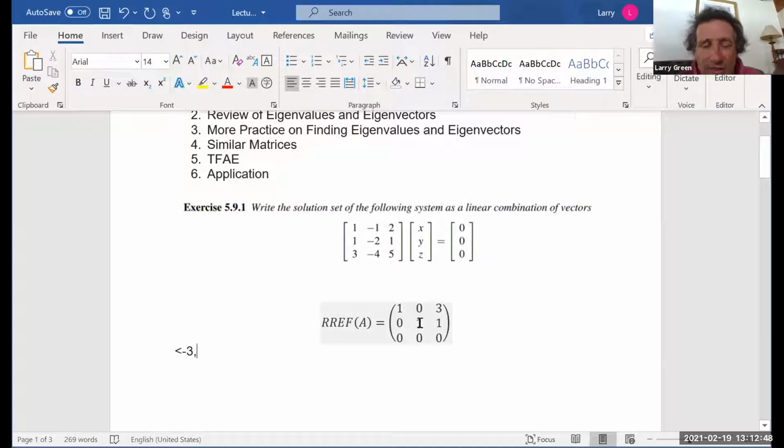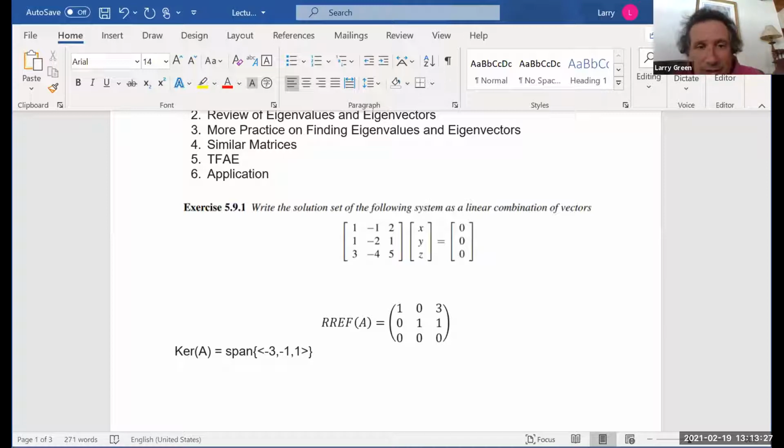Okay, the second row says y plus z equals 0. So that means y is -z. If z is 1, y is -1. And the third is 1 because we let z be 1. That was our free variable. Any questions so far? Okay, so let me just write down the kernel of A is equal to the span of the single vector.